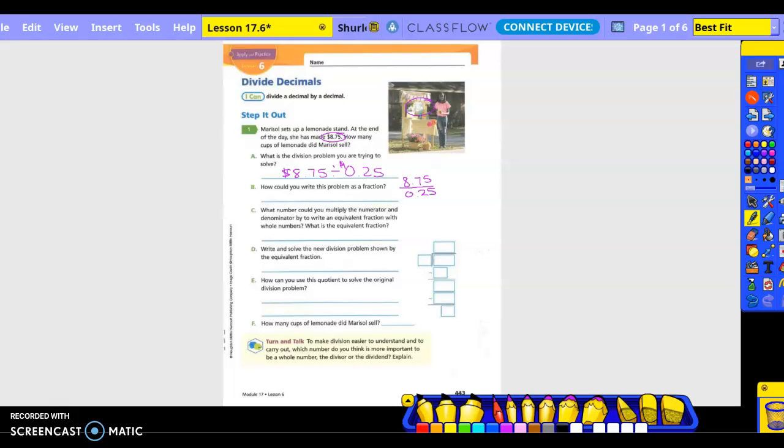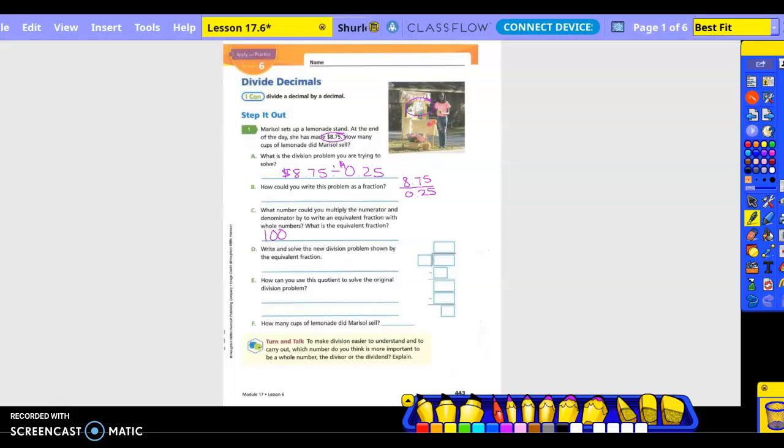0.25, right? Okay, so what number could you multiply the numerator and denominator by to write an equivalent fraction with whole numbers? This is kind of what we talked about yesterday. Remember how I told you that you have to divide by whole numbers and you can't divide by decimals. So what you do to the divisor, you have to do to the dividend. If I wanted to have a whole number here, what am I going to multiply that by? 100.